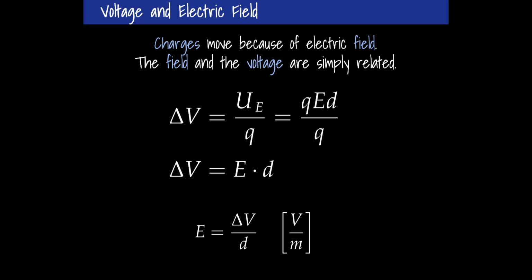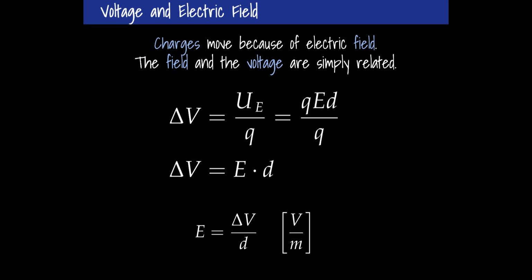Electric field. The field and the voltage are simply related. Pardon my algebra. The potential difference is in energy per charge, but I just defined the electric potential energy as the charge times the electric field times the distance. Charge divided by charge cancels, and I have a new equation, another relationship that is more abstract, but has to be true, because all I did was cancel the Q's. The potential difference is the electric field multiplied by the distance.